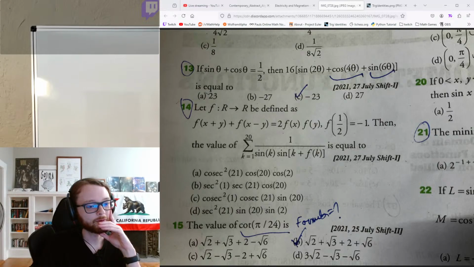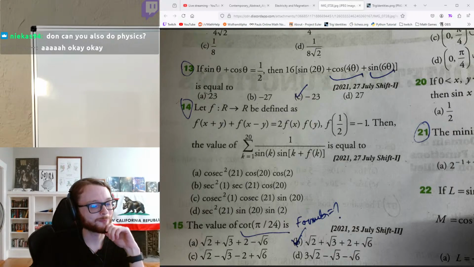Can you also do physics? Not really. I can kind of struggle with it. I'm studying electricity and magnetism, but I feel like usually people are asking about mechanics, which I am very fuzzy on.